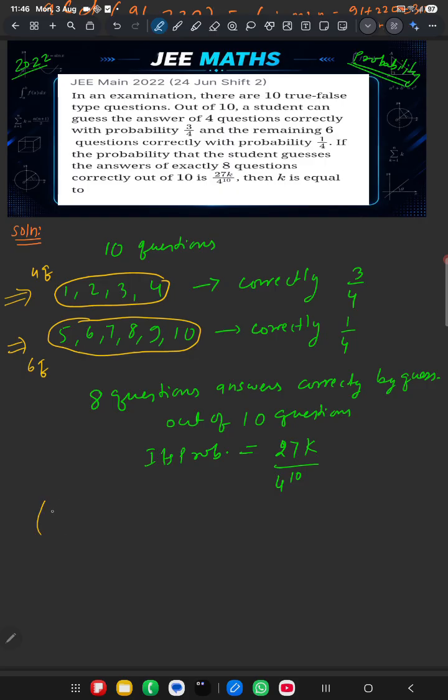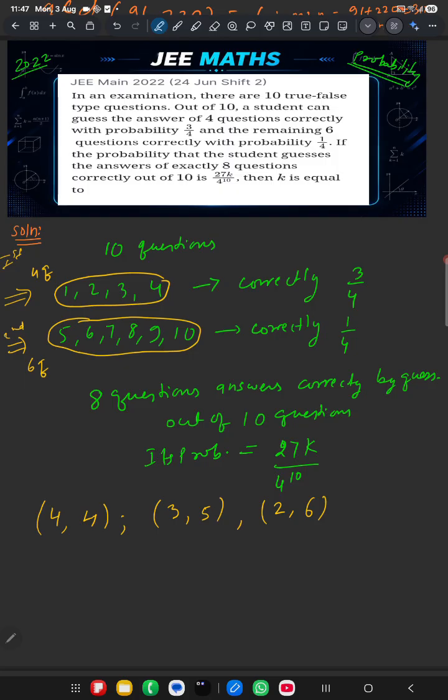If he or she selects all the 4 questions from the first group, this is your first group, and this is your second group, and the remaining 4 questions correctly from the second group. This is one combination possible. Another is 3 from the first group and 5 from the second group, and then 2 from the first group and 6 from the second group. Any other combination is not possible.